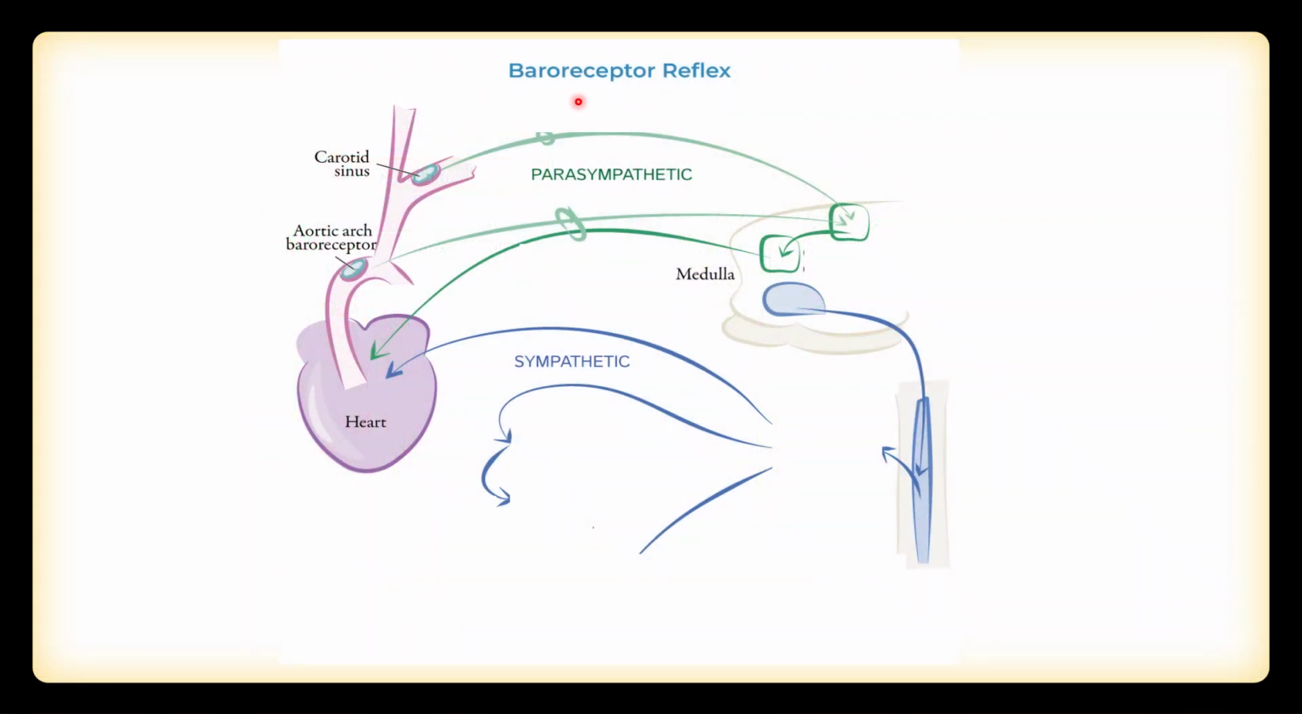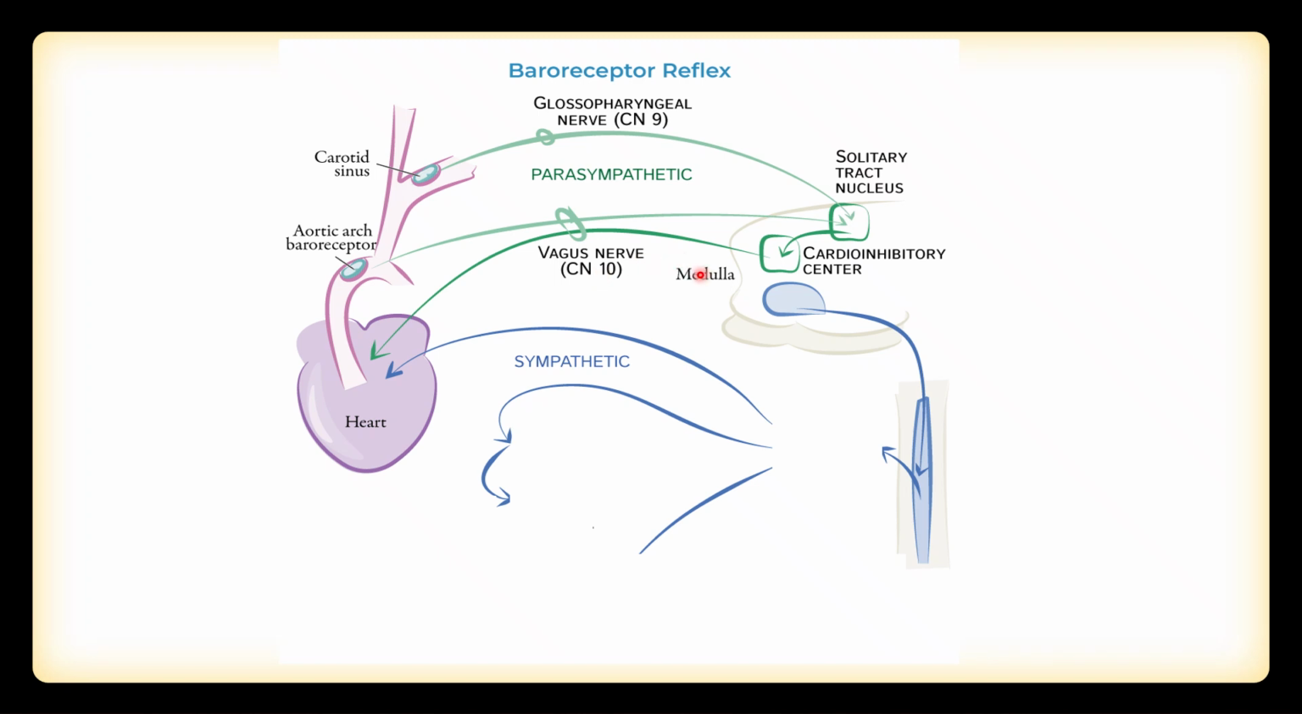In this slide, we are going to see in detail the baroreceptor reflex. We already know that the baroreceptors are situated in the aortic arch and carotid sinus. Both of these will send impulses to the nucleus tractus solitarius depending upon the stretch in the blood vessel. The parasympathetic afferent is carried by the glossopharyngeal nerve, and from the nucleus tractus solitarius, it goes to the cardioinhibitory center, which is present in the medulla, and from the cardioinhibitory center, the efferent through the vagus nerve reaches the heart.